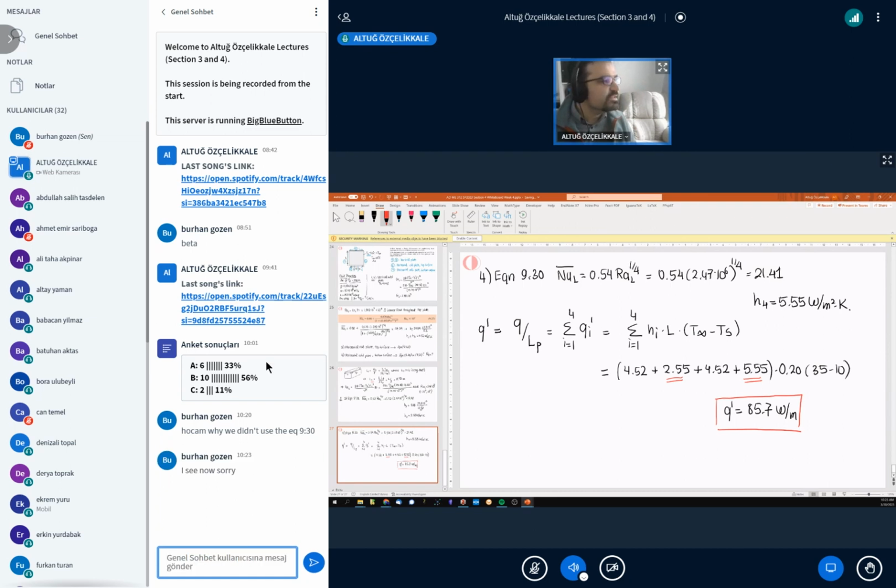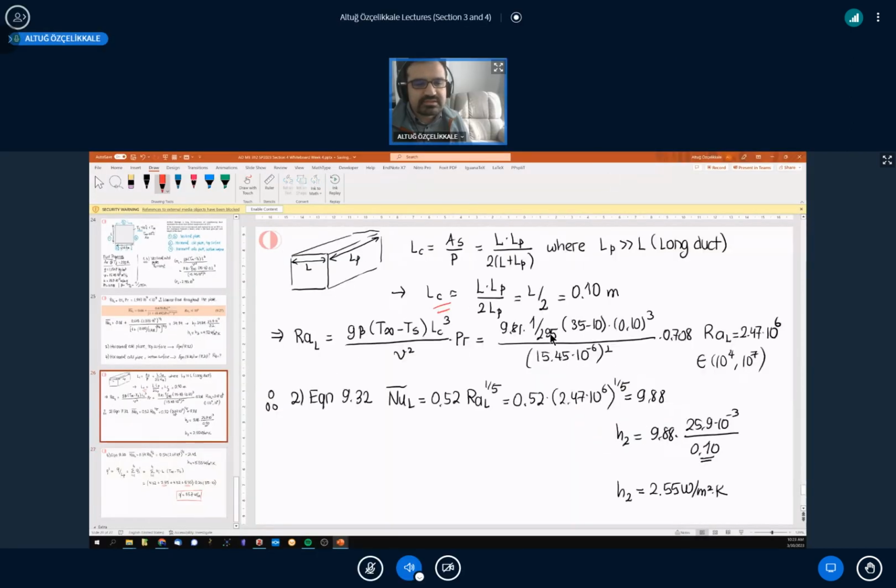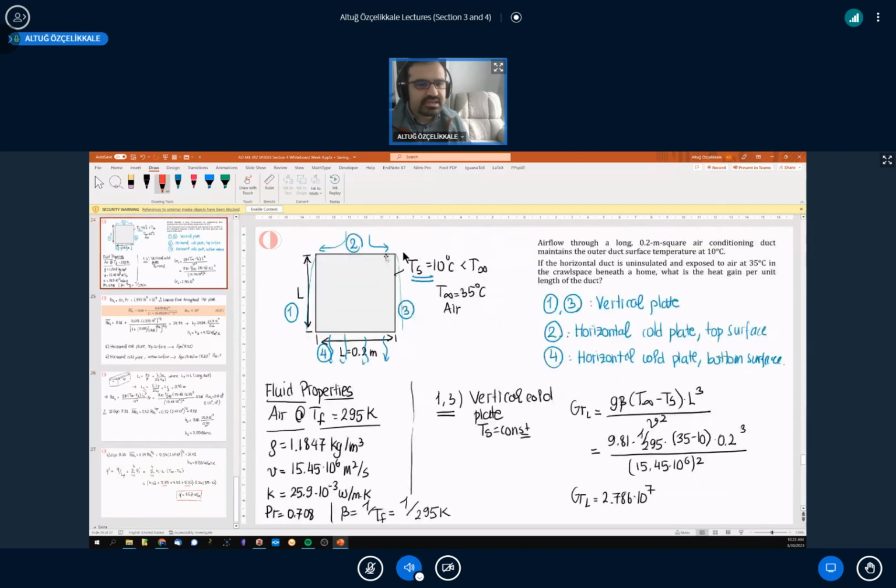Why didn't we use equation 9.30? Oh, okay, so we were actually dealing with the second top surface of the cold plate. So that was the second case right over here. Therefore, we are using equation 9.30 for that. Okay, I see. So you have also seen why this will be the case. Okay, any other questions?